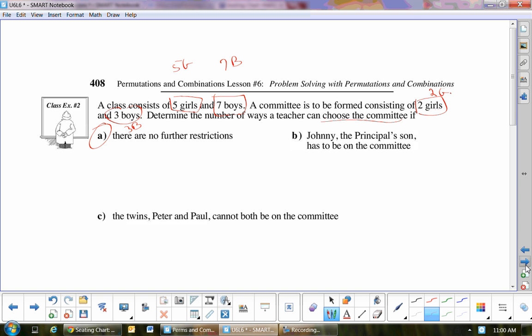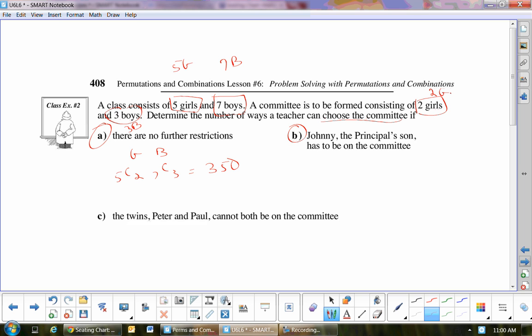Okay, how would I set this up with girls and boys? How would I choose the girls? 5, choose 2, and the boys? 7, choose 3. Okay, and that gives you the answer of 350. There are no restrictions there.